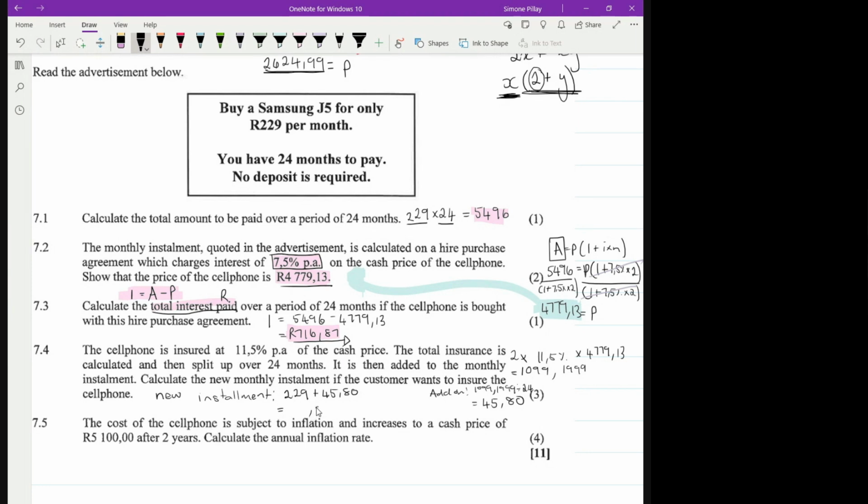I am getting, let's see if I can do it manually. 9 plus 5 is 14. Carry the 1. 3 and 4 is 7, and that's going to give me 2. Prince, just double check your answer. There we go. We should be getting this 274 and 80 cents. Okay, so that is that.